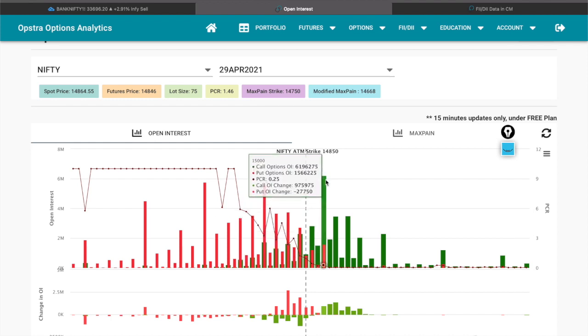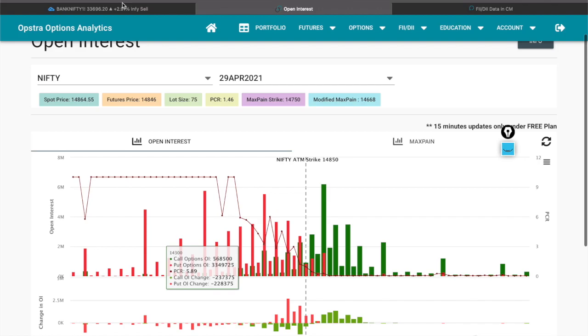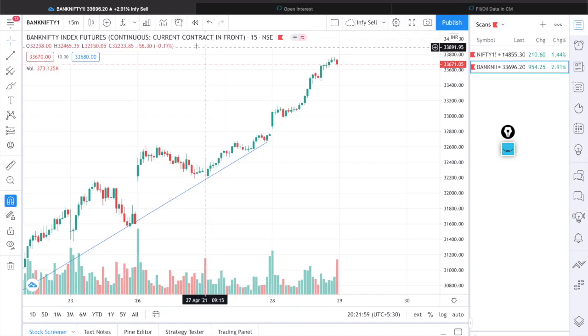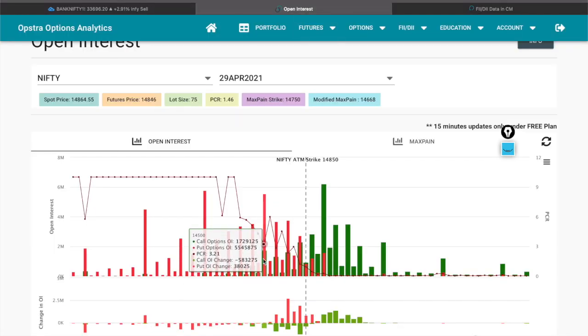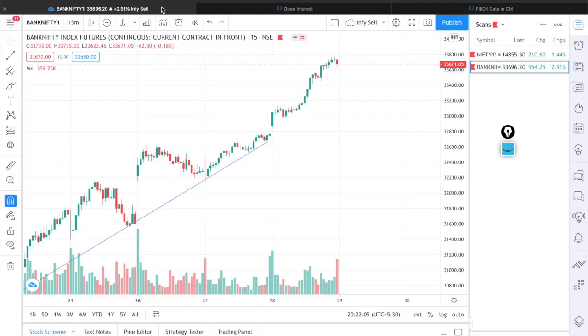From here, what we have got is 15,050 is the highest level for tomorrow, and the lowest level I would say 14,700, somewhere like that. 14,550 I guess, yes, 14,550. So let us come to the chart.